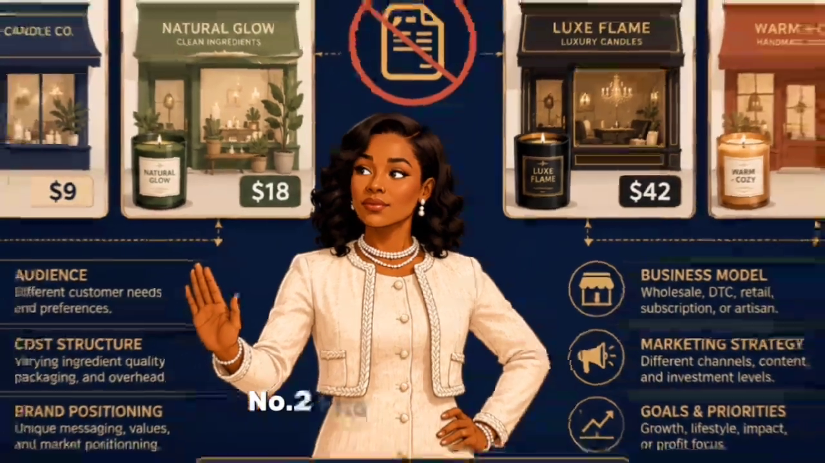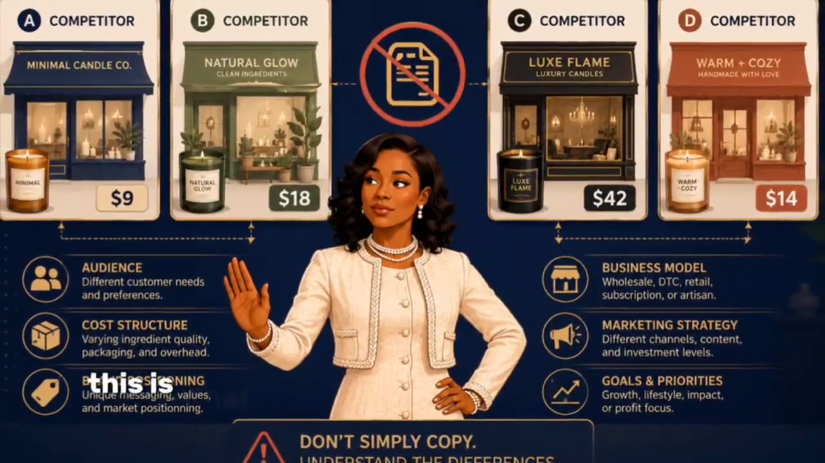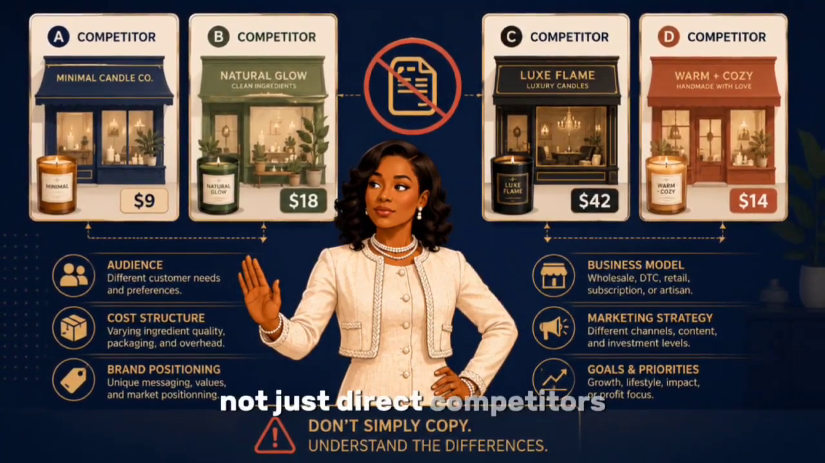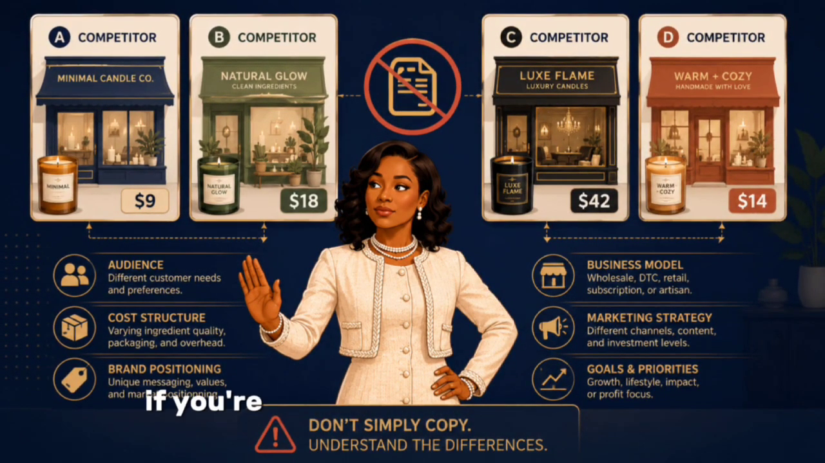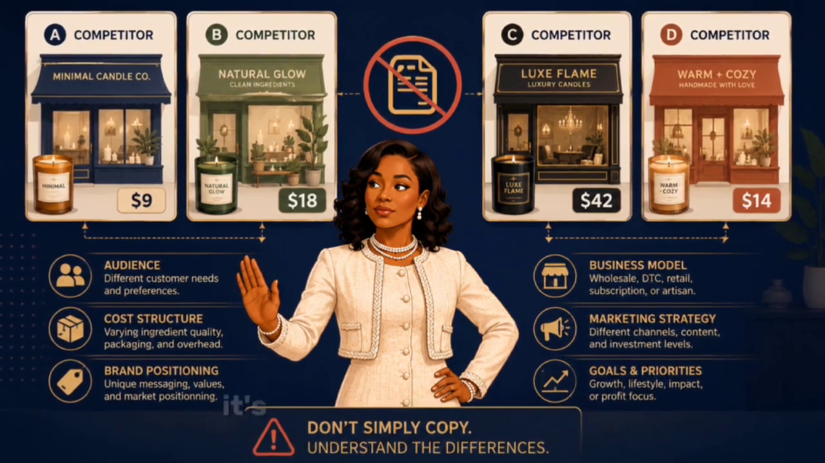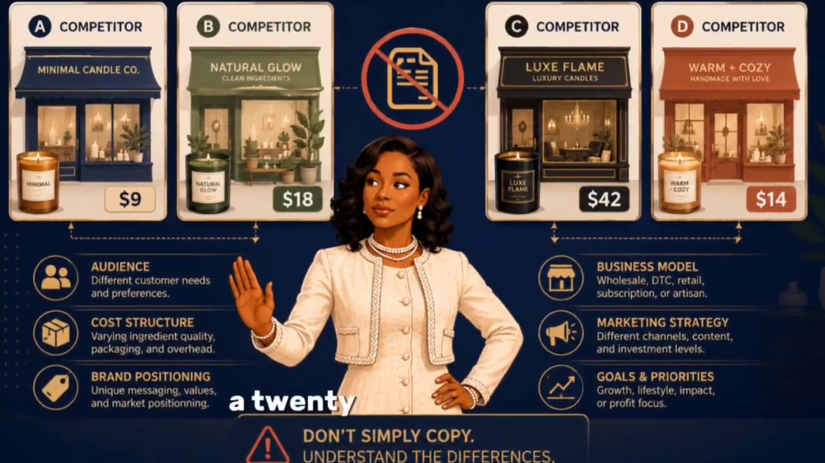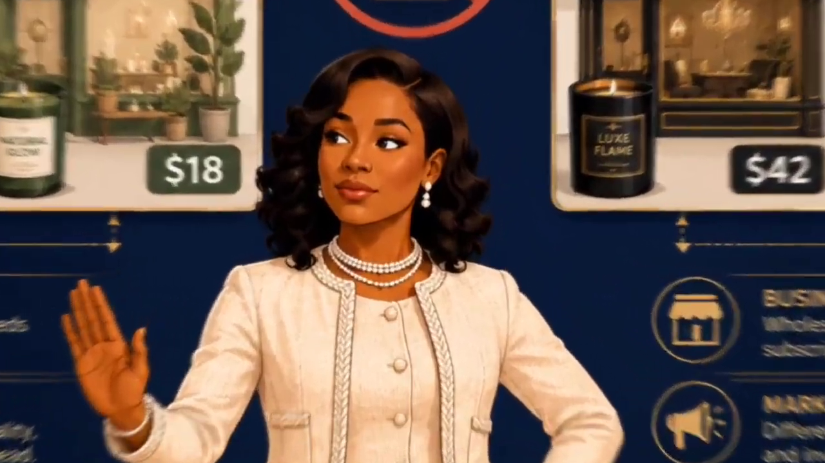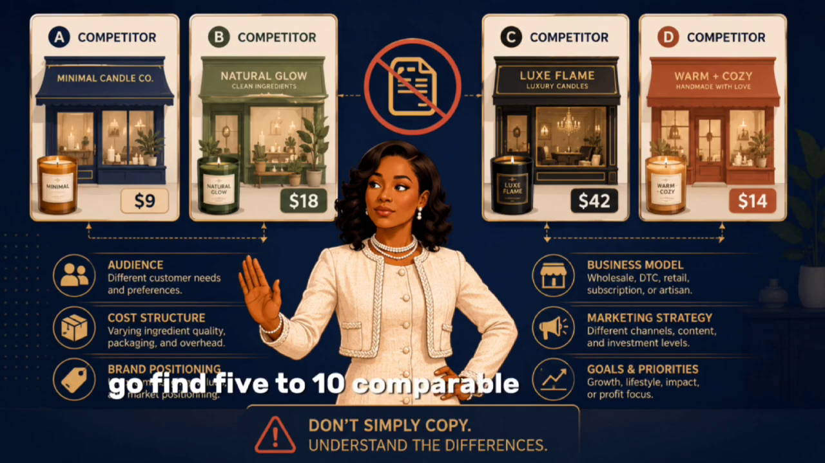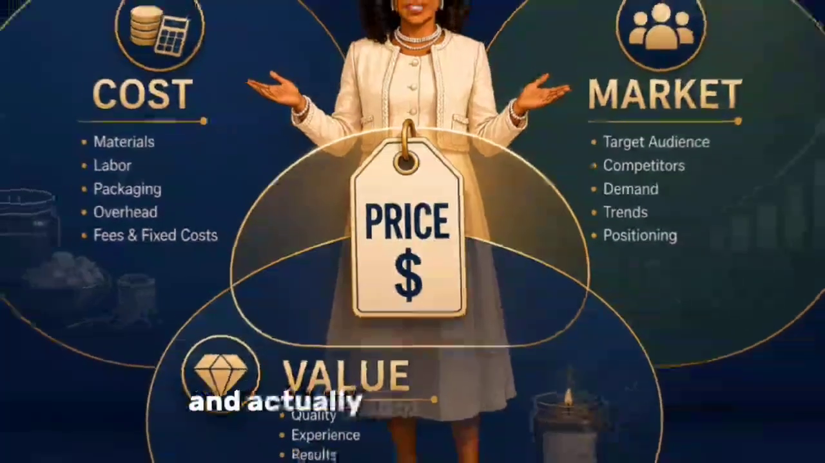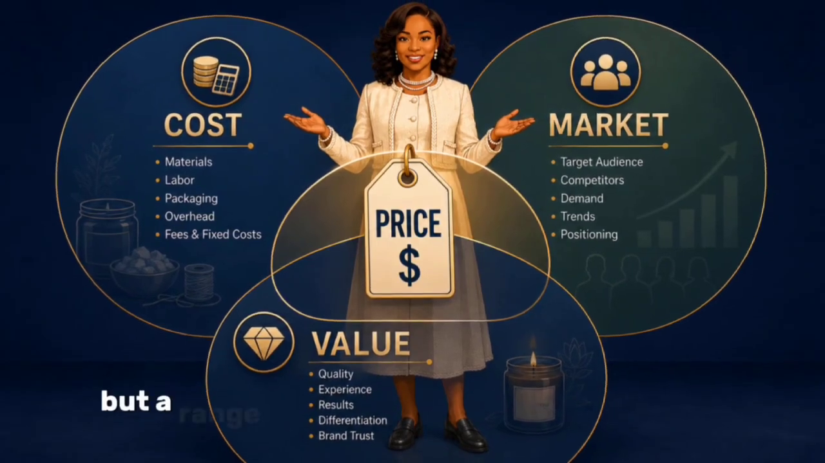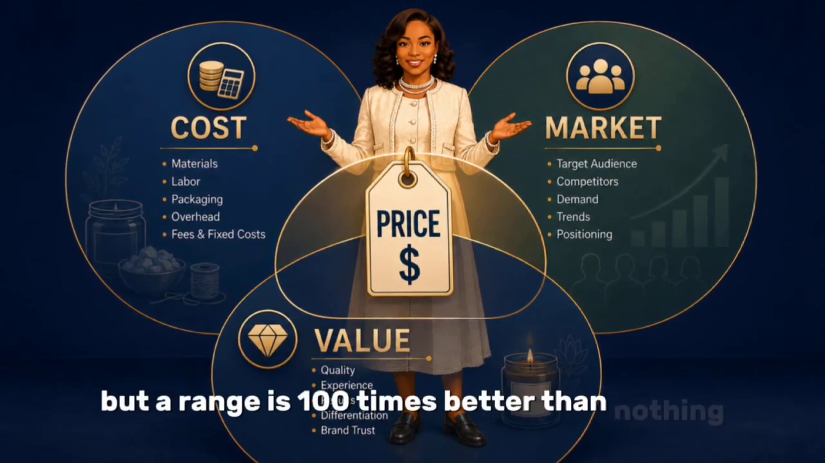Number 2, the market ceiling. This is what similar solutions already cost the buyer. Not just direct competitors, but substitutes. If you're selling a $15 candle, the ceiling isn't just other candles. It's a $12 diffuser, a $20 dinner out, whatever else competes for that same discretionary dollar. Go find 5 to 10 comparable options right now and actually look at their prices. This gives you a range, not a number, but a range is 100 times better than nothing.